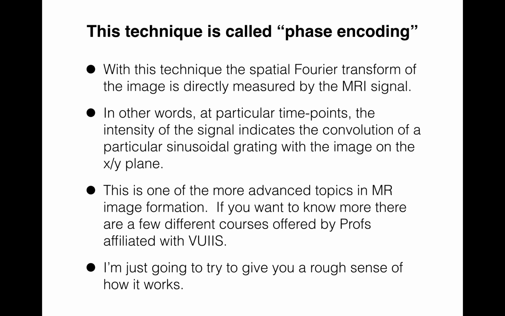With the idea being that at particular time points, the intensity of the signal indicates the convolution of a particular sinusoidal grating with an image on the xy plane. And this I'm going to dig into with some figures coming up. But just wanted to say that this is one of the more advanced topics in magnetic resonance image formation, and there are other courses here at Vanderbilt that you could take, or resources that you could go read to learn a lot more about this, but I'll just give you the basics.